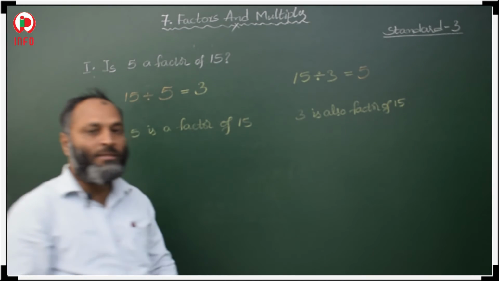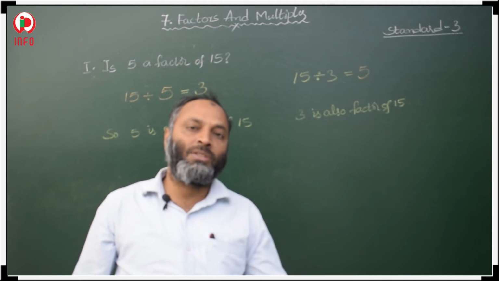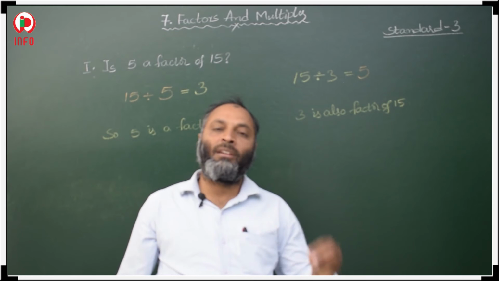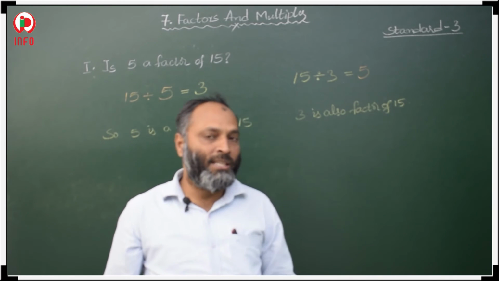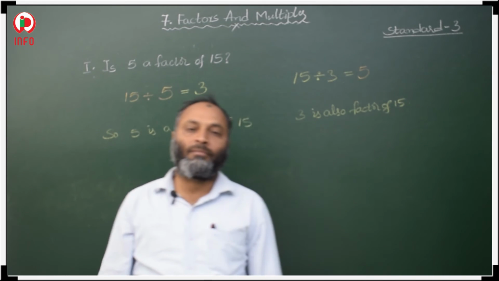So, 5 is a factor of 15 and 3 is also a factor of 15. These two completely divide 15. That is why 5 as well as 3 both are the factors of 15. Okay.